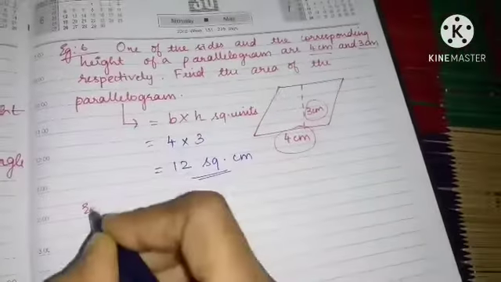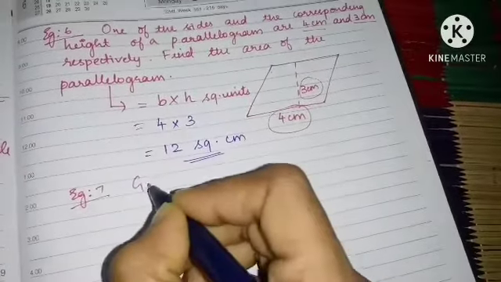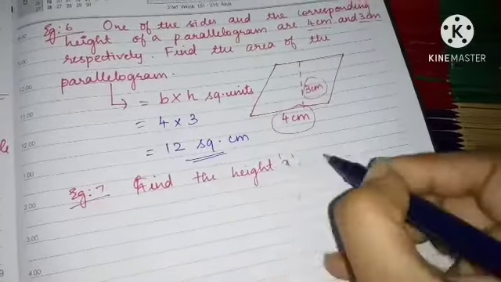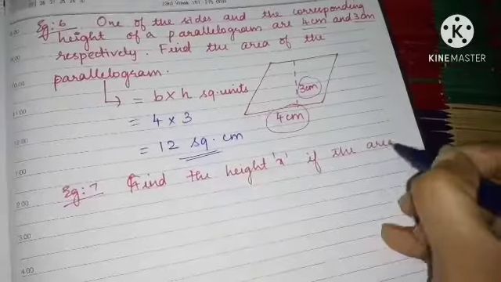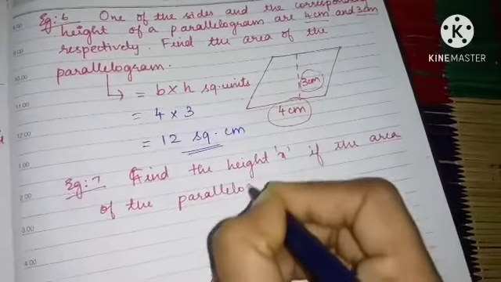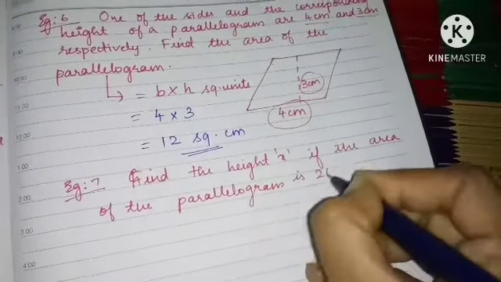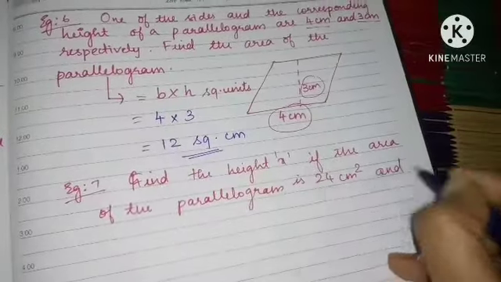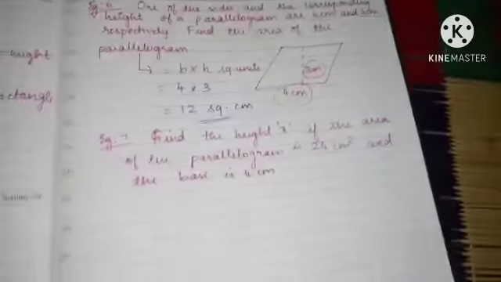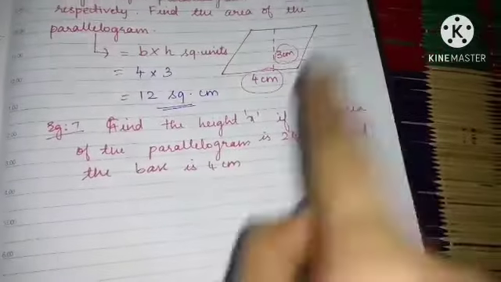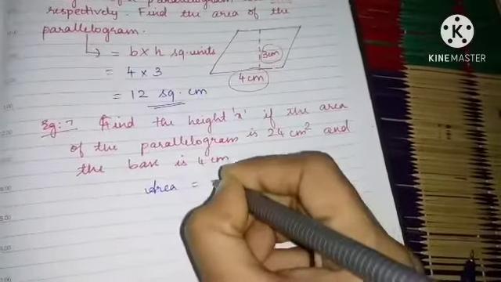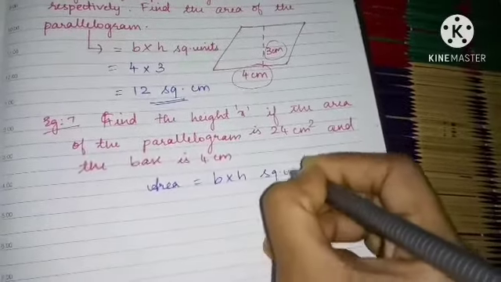Next is your example number 7. Find the height x if the area of the parallelogram is 24 centimeter square and the base is 4 centimeter. We are supposed to find the height. If area is given and base is given, it is easy, right? What is the area of a parallelogram formula? Base into height square units.